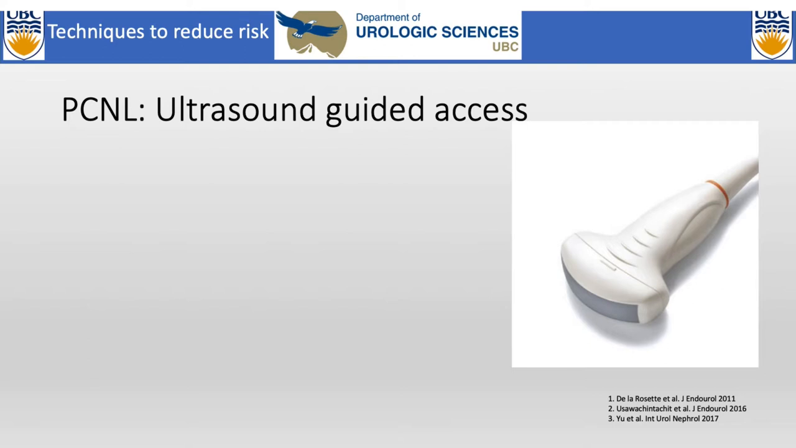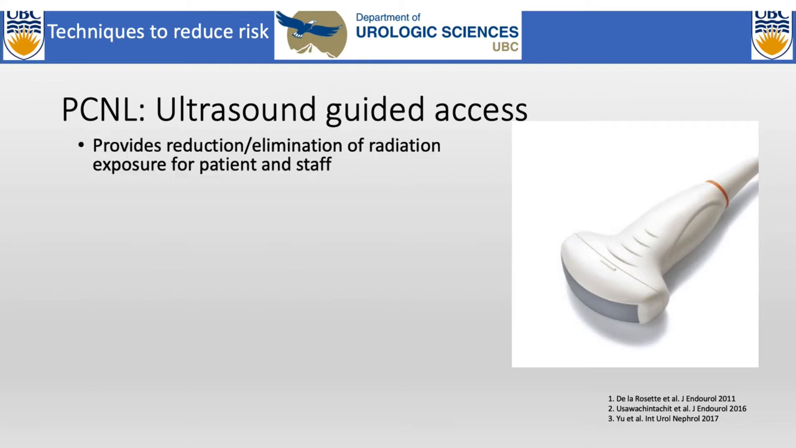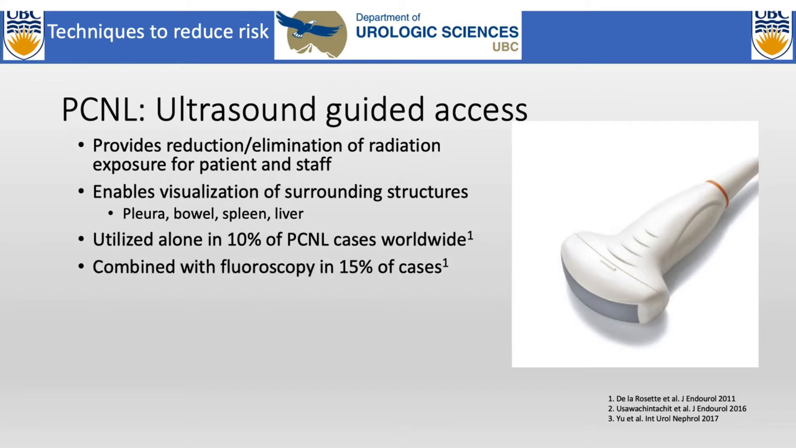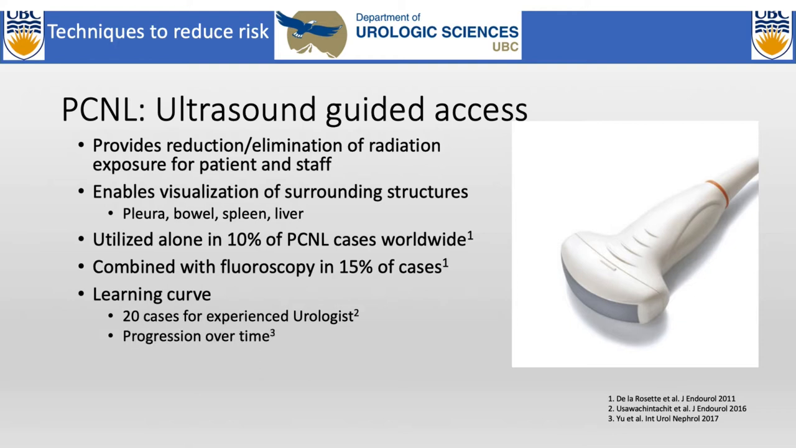The clear option for getting PCNL access would be to avoid fluoroscopy altogether and just go to ultrasound-guided access. Obviously, you can either reduce or eliminate radiation exposure. It also gives you visualization of surrounding structures, primarily bowel, spleen, liver, and the lung. Worldwide, in an Endourological Society survey, it's utilized about 10% of the time by itself, and about 15% in combination with fluoroscopy. The learning curve is only around 20 cases for an experienced urologist, so it doesn't take too long to figure out, and your progression will improve over time.